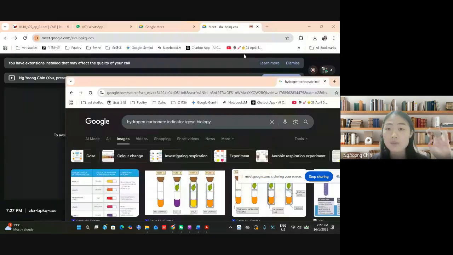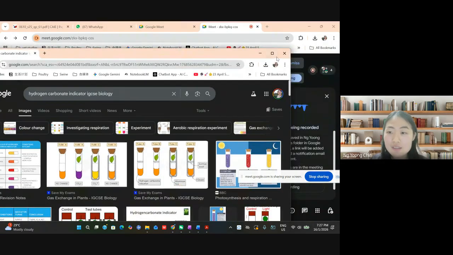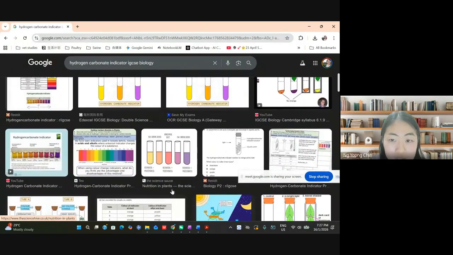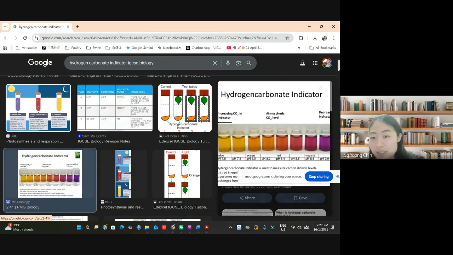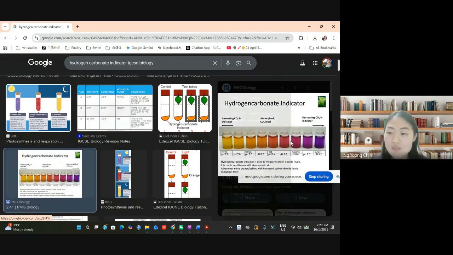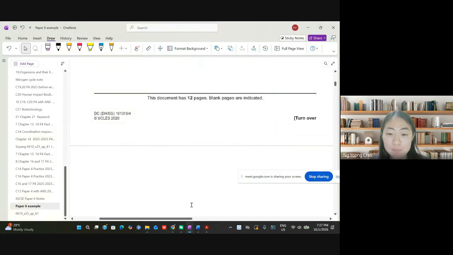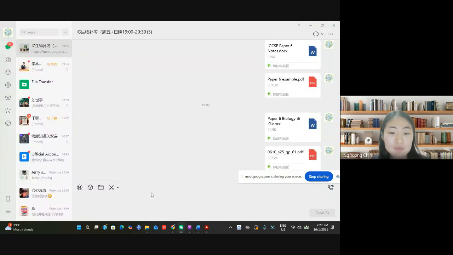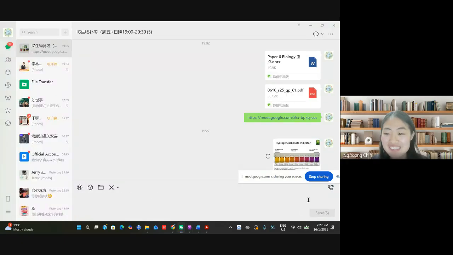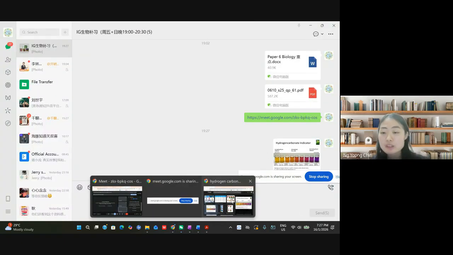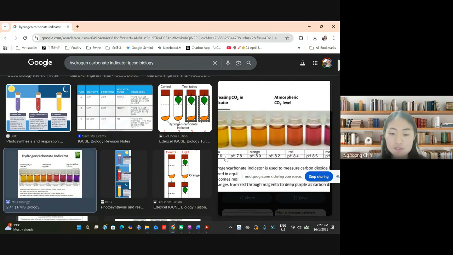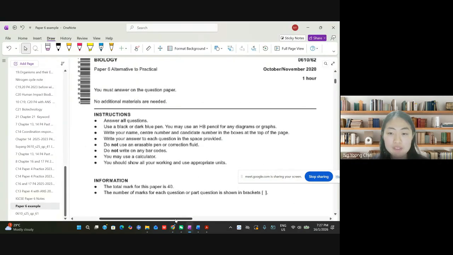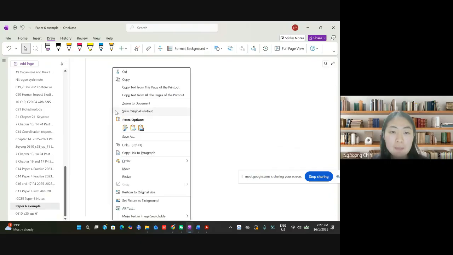Pink or purple? Oh, what happened? Okay. Let me show this one. You can see, right, Edder Suyang? Remember this image? Where should I put? I think I put in your group. Okay, I put in the group. So you can see the image show about what? See, this one. I think I put here. Hydrogen carbonate indicator.